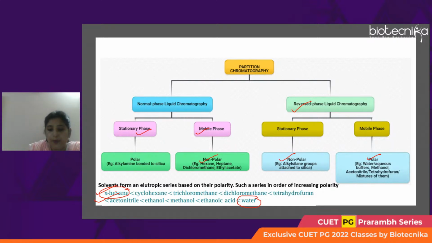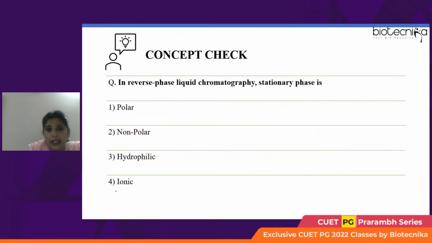So let me show you the question which can be asked. In reverse phase liquid chromatography, stationary phase is what? It's a very direct question. You can easily score on this question, and it has been asked. If you go through the previous year question papers, the CUET papers, such types of questions are mentioned. So just go through it. In reverse phase liquid chromatography, just now I told you about it. So can you quickly tell me what is the answer? Let me see how many of you have paid attention in the class.